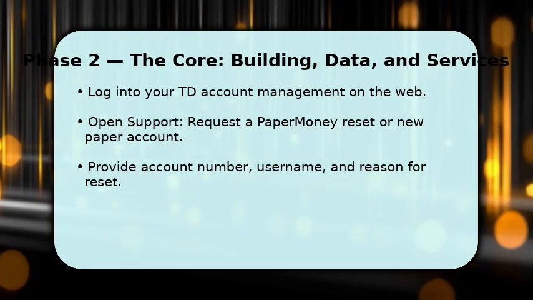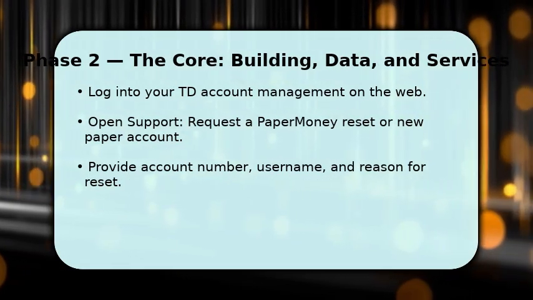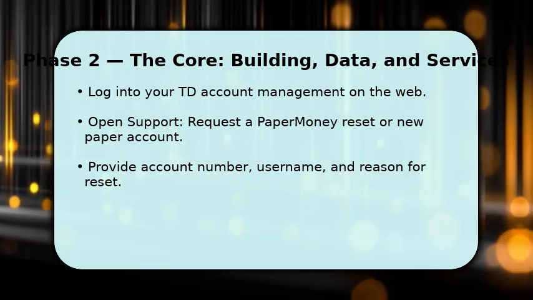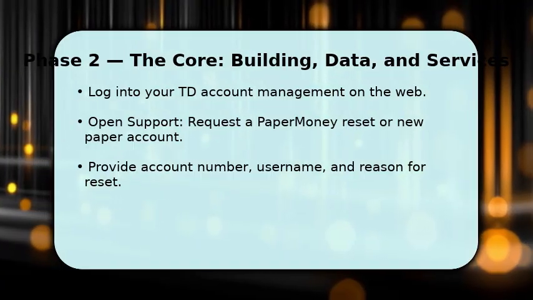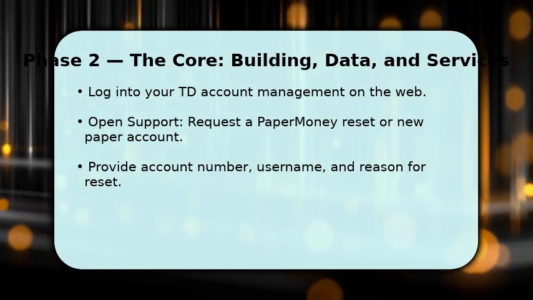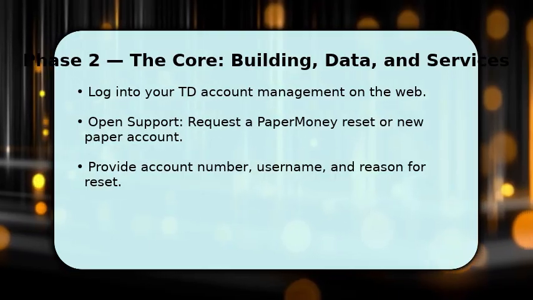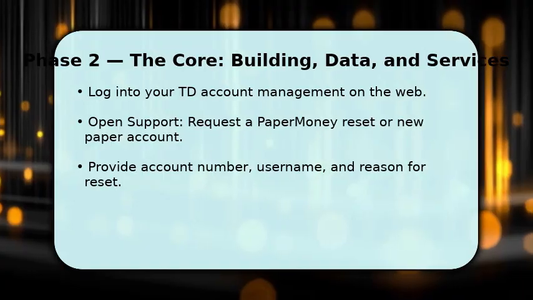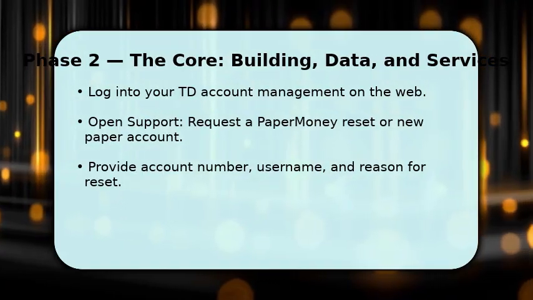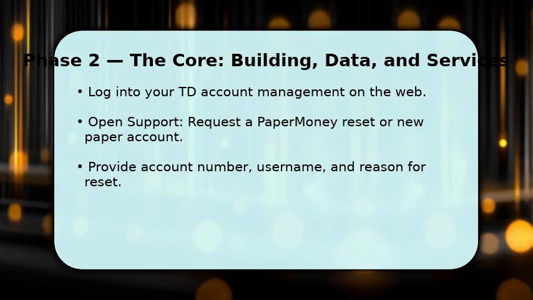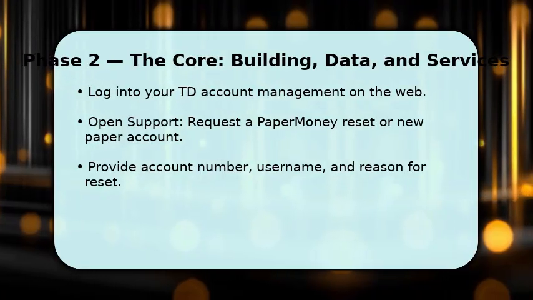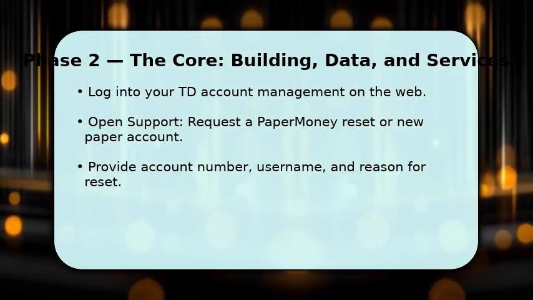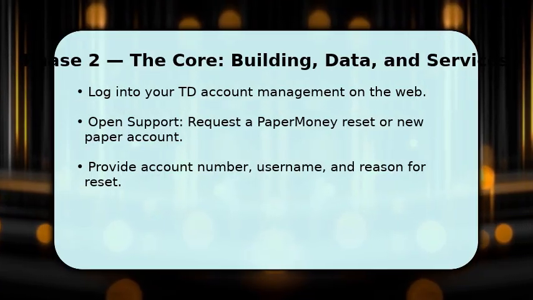You now request the actual reset through TD support or account management. Log into your web brokerage portal, navigate to support, and choose account or platform help. Ask explicitly for a paper money reset or creation of a fresh paper account. This is the only reliable method to start clean. Provide your account number and Thinkorswim username and explain you need a new paper balance and history cleared. Expect confirmation and a short processing window. Make sure to watch email for their instructions.